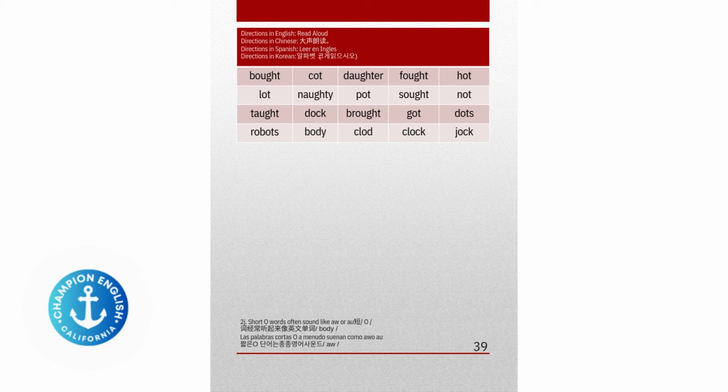Bought, caught, daughter, fought, hot, lot, naughty, pot, sought, not, taught, dock, brought, got, dots, robots, body, clod, clock, and jock. Good job, students. Let's see you in the next page.